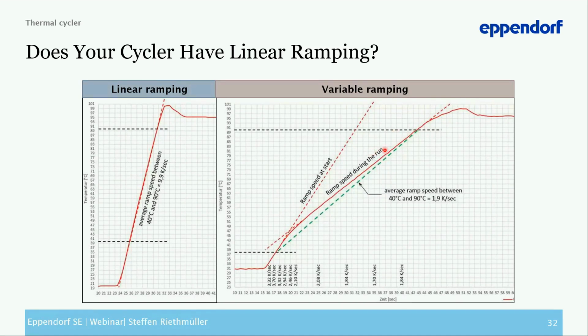So how do you notice that a cycler could have variable ramping? Sometimes cyclers state the max ramp rate, so the fastest speed, which is the speed here in the beginning, and the average ramp rate. And in case there's a big difference between max ramp rate and average ramp rate, then this is an indication that you have variable ramping.